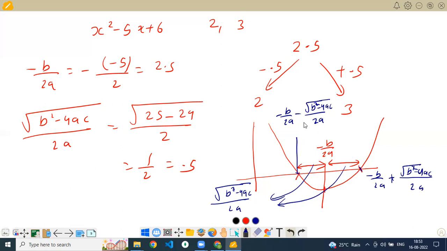Sir, since the graph is upwards, it will not be minus, it will be plus root of b square minus 4ac by 2a. What's your question? Sir, I got it. It's fine. Even if the graph is opening downward, it doesn't matter. This is minus b by 2a, and this is minus b by 2a plus minus square root of b square minus 4ac upon 2a. The result is the same.